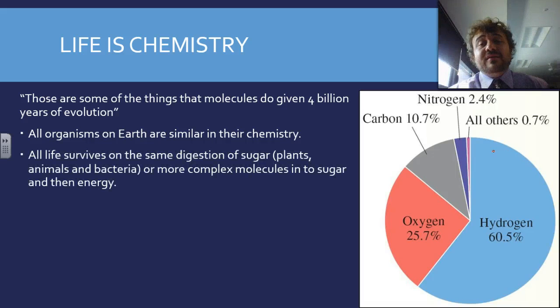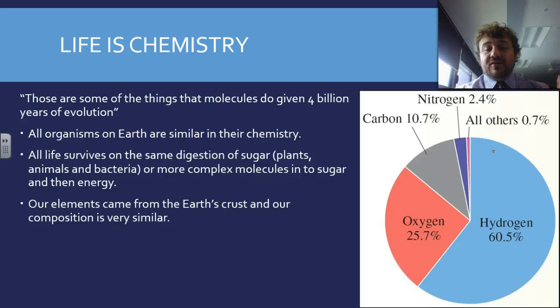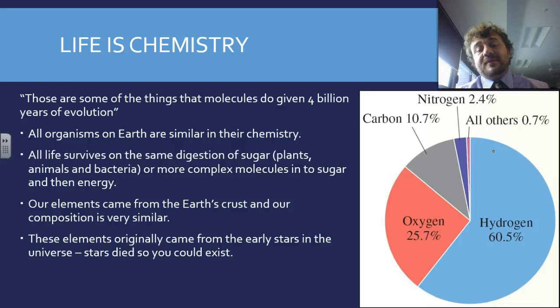And that's basically because we all survive on the same chemical reaction, and that is the digestion of sugar. So if you're a plant, animal, bacteria, it doesn't matter. You're breaking down sugar for energy. Even if you're eating stuff like fat, we break that down into sugar-like molecules and use it for energy. The elements in the Earth's crust and in us have a very similar composition. That's because the elements that make us up come from the Earth, out of the ground. And originally, they came from the very early start of the universe. They come from inside stars. Essentially, stars died so you could exist.